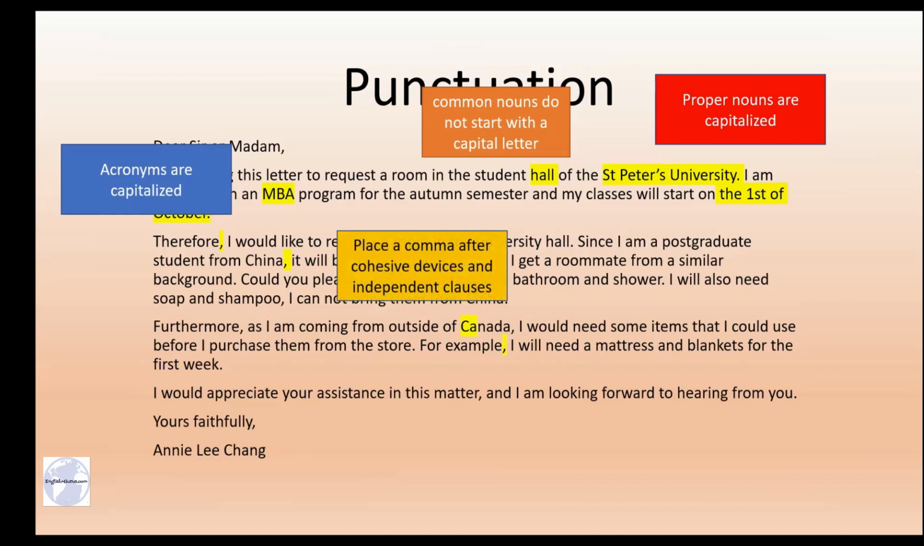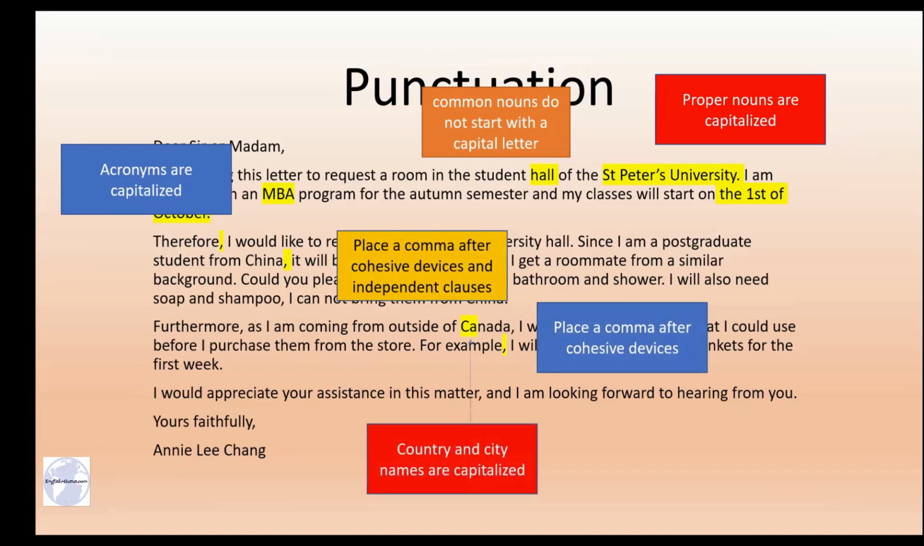Commas are always used after cohesive devices or in between independent clauses. So we need it also after, for example, therefore, etc. And Canada must be capitalized.